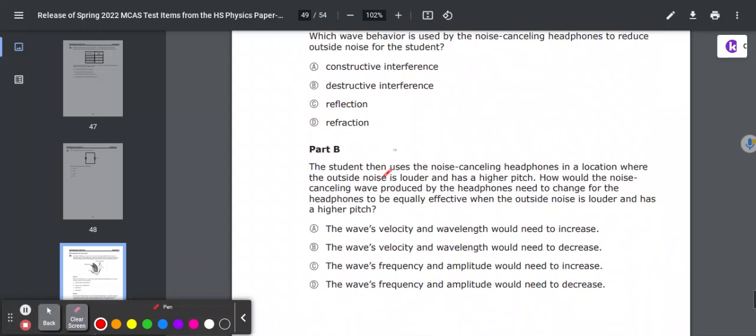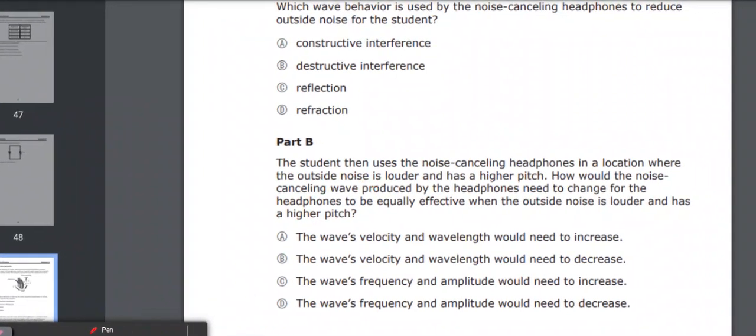And lastly, the student then uses noise canceling headphones in a location where the outside noise is louder and has a higher pitch. How would the noise canceling headphones be equally effective when the outside noise is louder and has a higher pitch? Again, the keywords: louder goes for amplitude, higher pitch goes for frequency. So the wave's frequency and amplitude would need to increase to be louder and have a higher pitch. So our answer should be choice C.